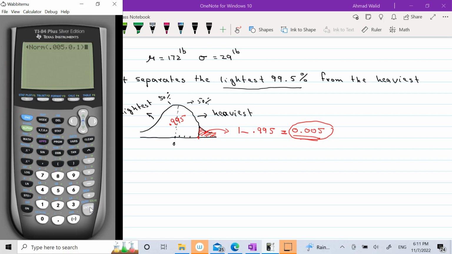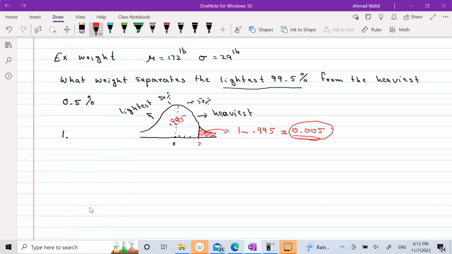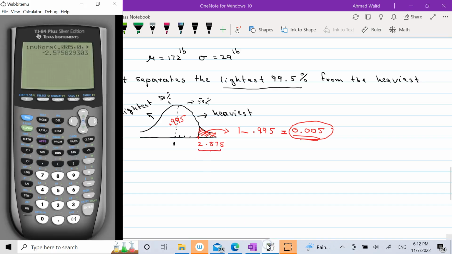This is the value that you enter. One more time enter. It gives you negative 2.575. But because you are here, this number is actually 2.575. Or if you want to get this positive number, use the other area.